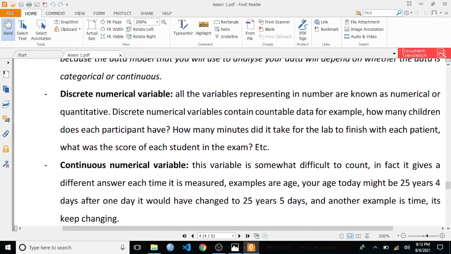Discrete numerical variable. All the variables representing a number are known as numerical or quantitative. Discrete numerical variables contain countable data. For example, how many children does each participant in your survey, your data set, have? How many minutes did it take for the lab to finish with each patient? What was the score of each student in the exam? In this case, it might be more of what's ordinal.